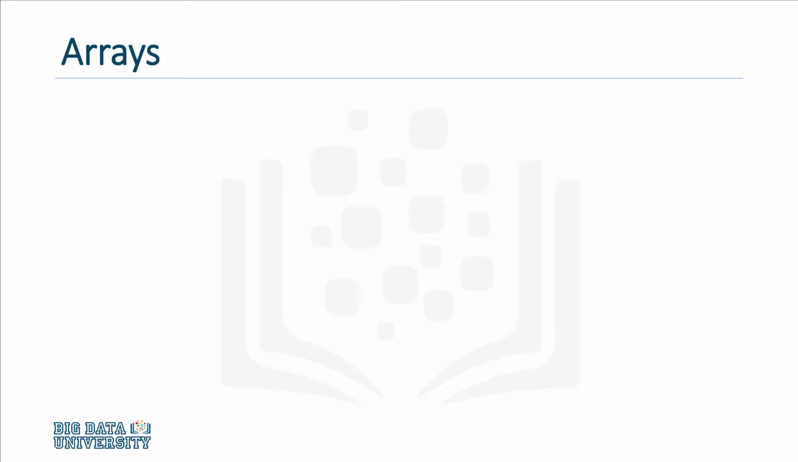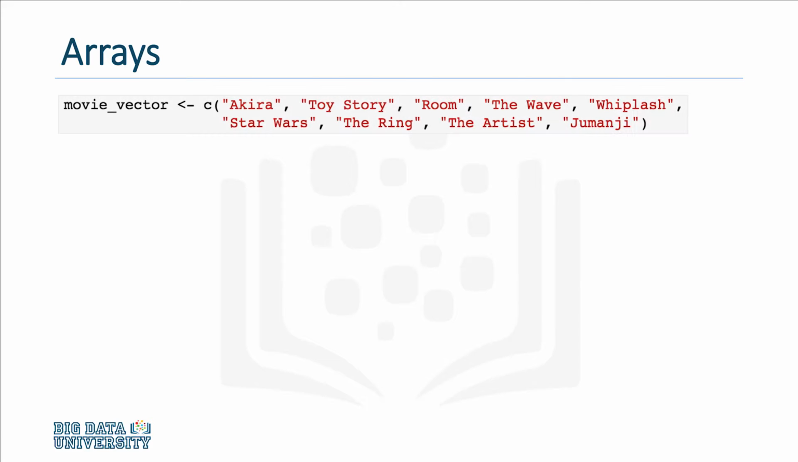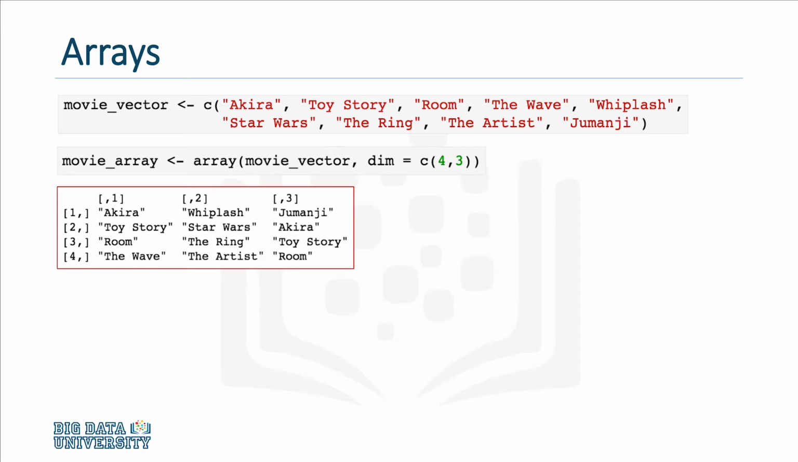In order to create an array, we'll first create a vector using the c command. Afterwards, we need to use the array function. The first argument is the vector we just created. The second argument is a vector that specifies the dimension. In this case, our array will have 4 rows and 3 columns.